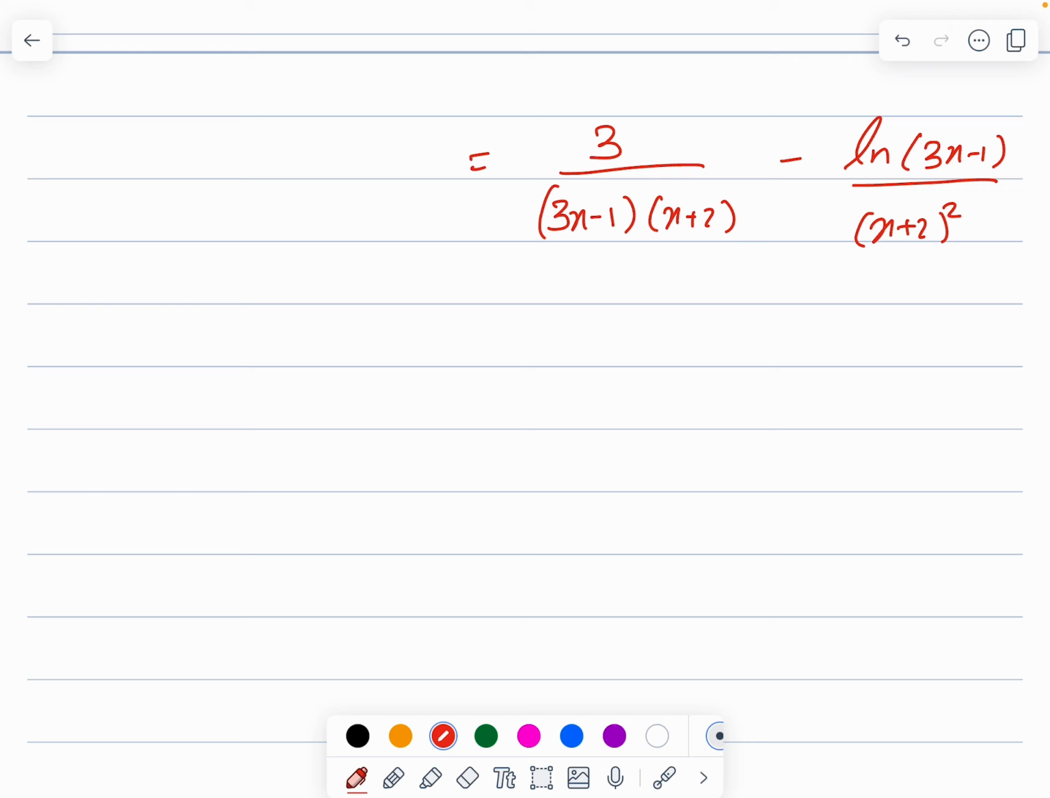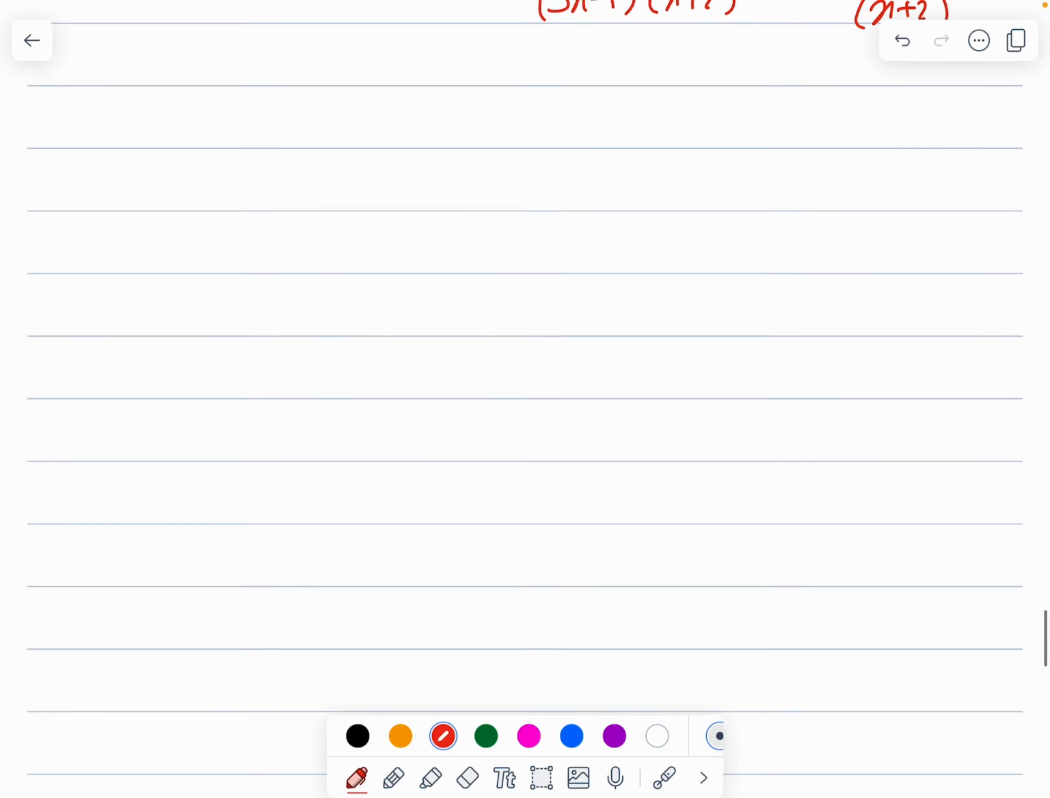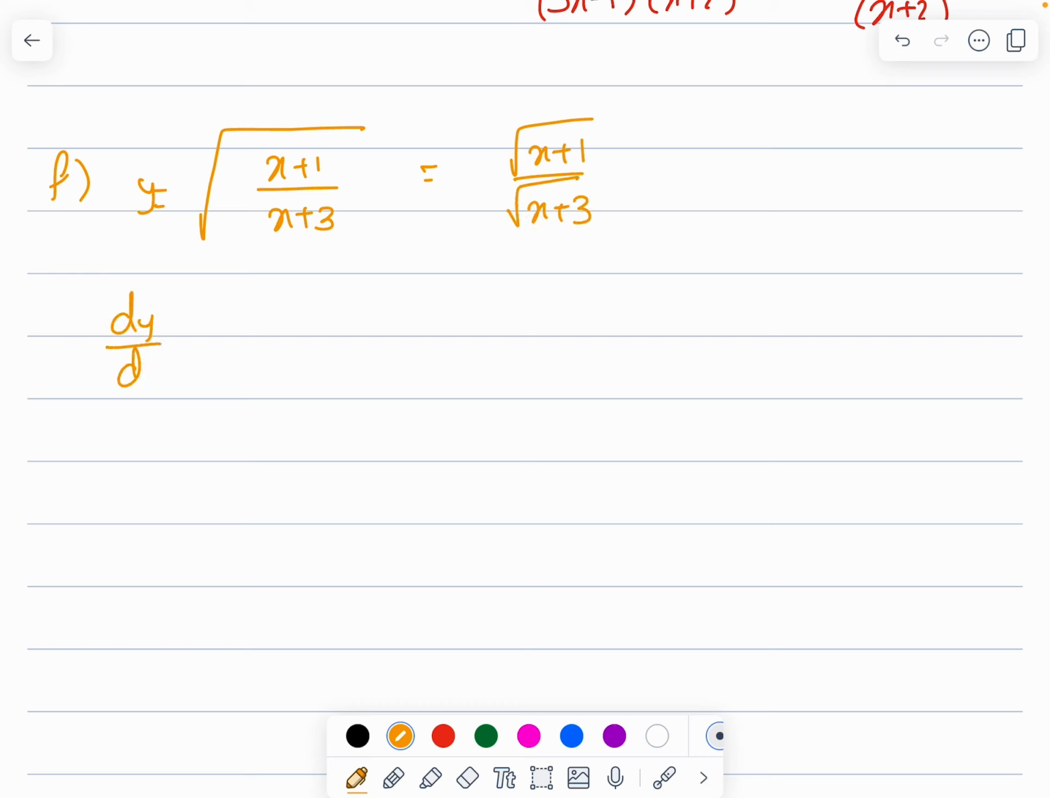Now part F. y equals square root of (x plus 1) upon (x plus 3). So how should I be able to do this one? So what can I do? I can write it separately, square root (x plus 1) divided by square root (x plus 3). Then life will become easier for that.